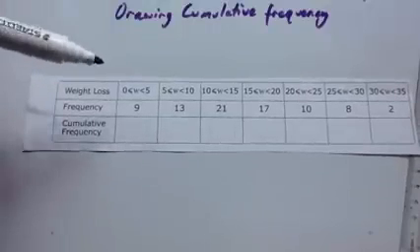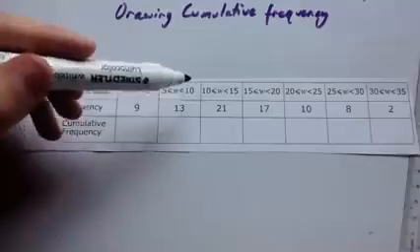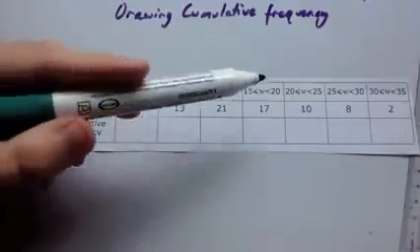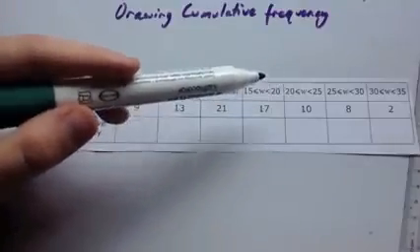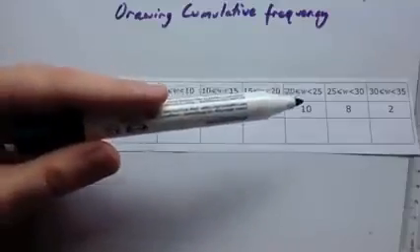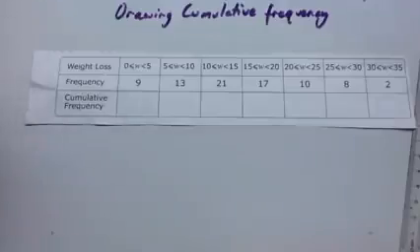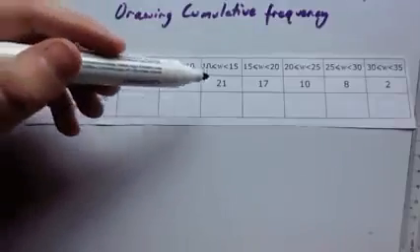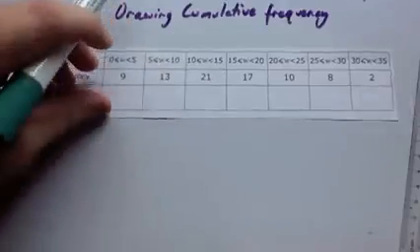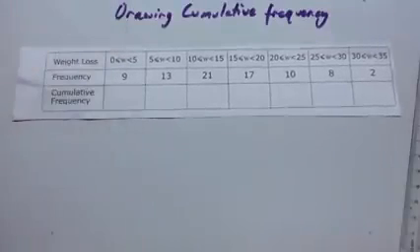It's for weight loss and it goes 0 to 5, 5 to 10, 10 to 15, 15 to 20, 20 to 25, 25 to 30 and 30 to 35. And it's giving you the frequency as it should in the exam: 9, 13, 21, 17, 10, 8 and 2. And then there's a blank column called cumulative frequency.